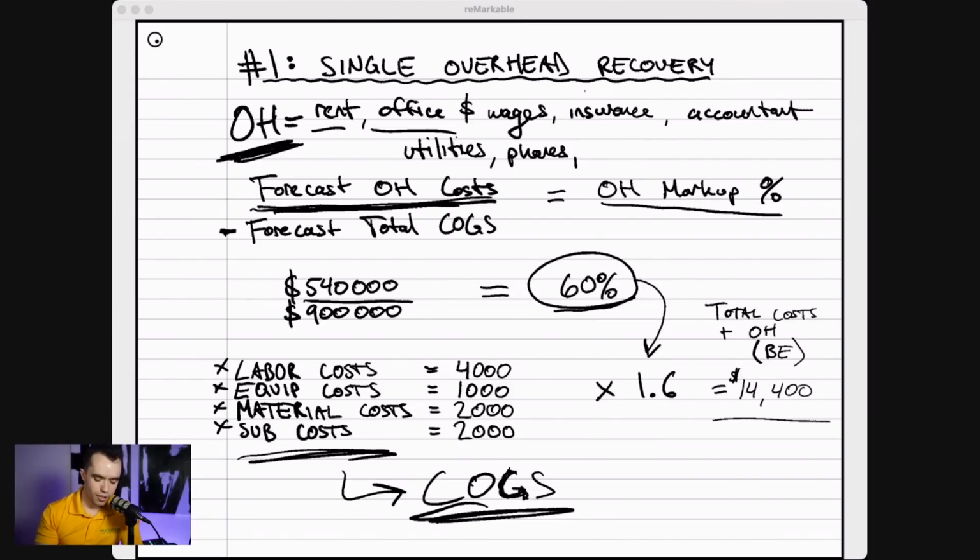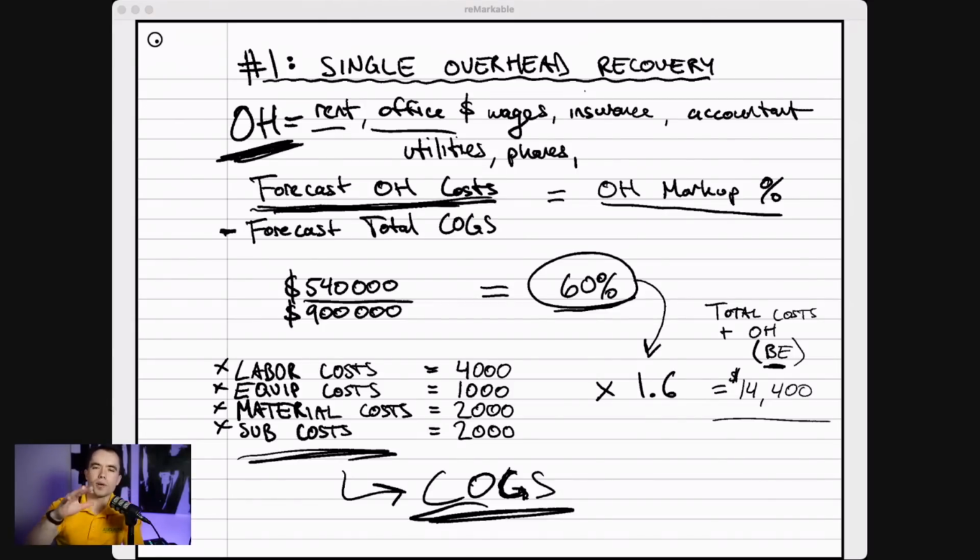So what we're going to do is we look at one specific job, and this specific job in COGS is $9,000: $4,000 in labor, $1,000 in equipment, 2,000 in material and 2,000 in sub cost. But what we're going to do is just make sure that we times that by 1.6. So we have a 60% increase, a 60% markup due to overhead costs. That would mean that our total cost plus overhead, in other words, our break even, that's what BE stands for right there, our break even is going to be $14,400.